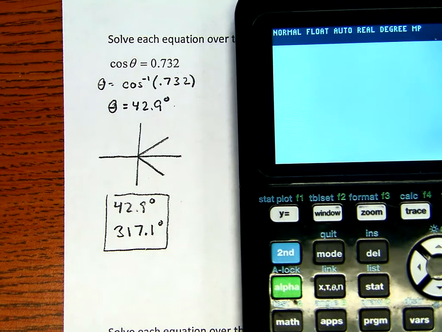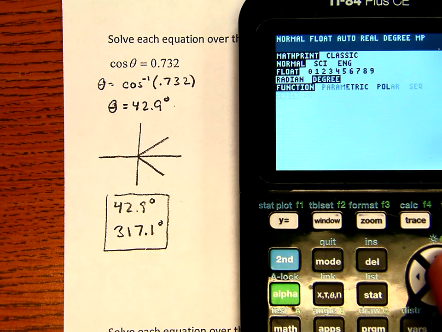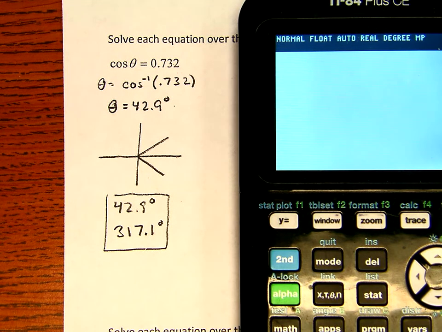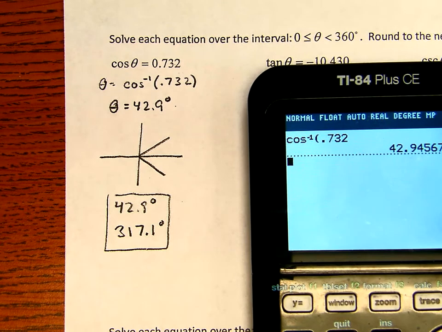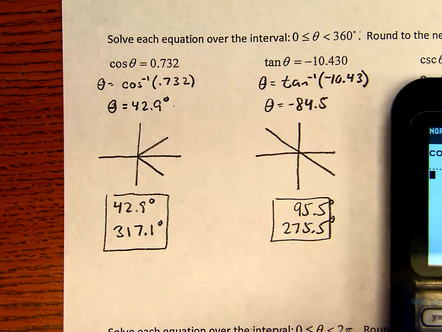Clear this out. Make sure I'm in degree mode. I am. I'm going to type in the inverse cosine of 0.732, and I get 42.9 degrees. Now, sometimes the number that you get on the calculator isn't in the interval that you want. For this first example, it is. 42.9 degrees is in the 0 to 360 interval. So that's one of the two solutions we're looking for.